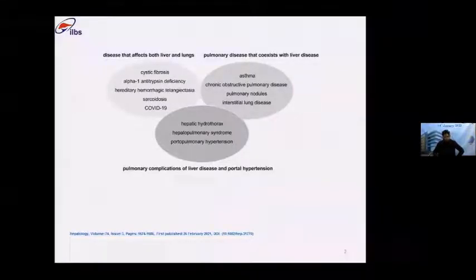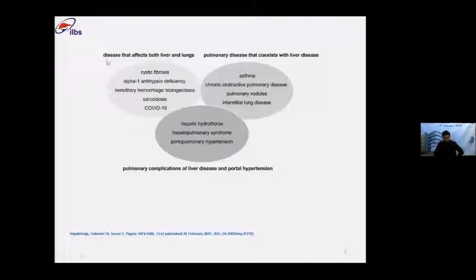One is pulmonary complications of liver disease and portal hypertension, like hepatic hydrothorax, hepatopulmonary syndrome, and portopulmonary hypertension. Another is pulmonary disease that can coexist with liver disease, like asthma, COPD, pulmonary nodules, and interstitial lung disease. Even the list in this category is not exclusive. Other entities like non-alcoholic fatty liver disease and obstructive sleep apnea can also be comorbid conditions.